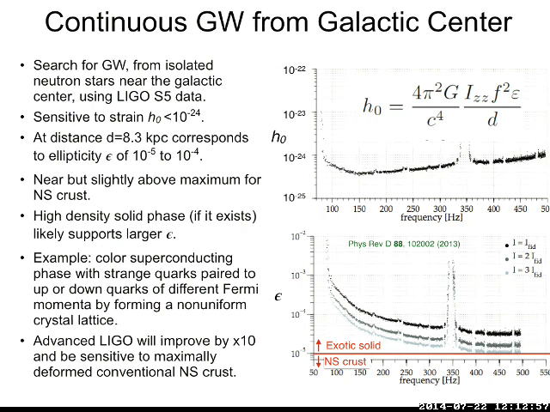And so here's one example. This is a search for continuous gravitational waves coming from the galactic center. The gravitational strain depends on the distance to the source. The frequency of gravitational wave radiation is twice the rotation frequency of the star. It's quadrupole radiation.